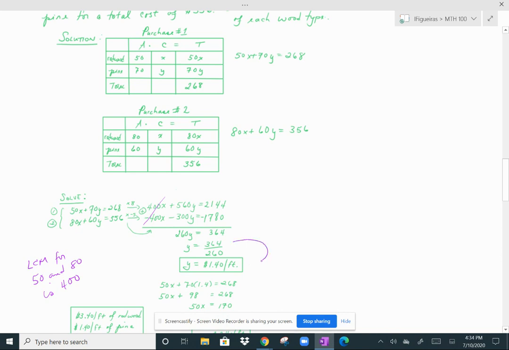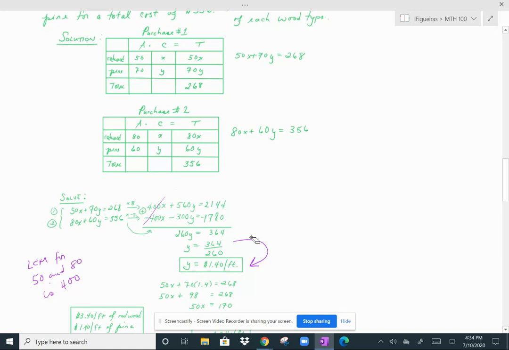And then remember, you're looking to figure out the cost per foot, so you want to express it in dollars and cents. So if you divide these two numbers, you get $1.40 per foot. And remember, Y represents the pine. So it's $1.40 per foot for the pine.